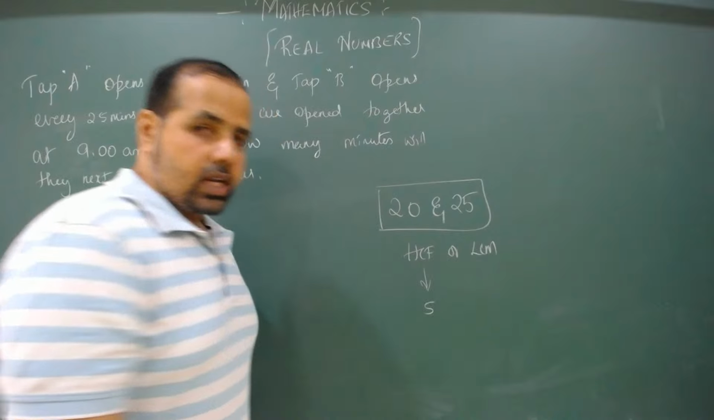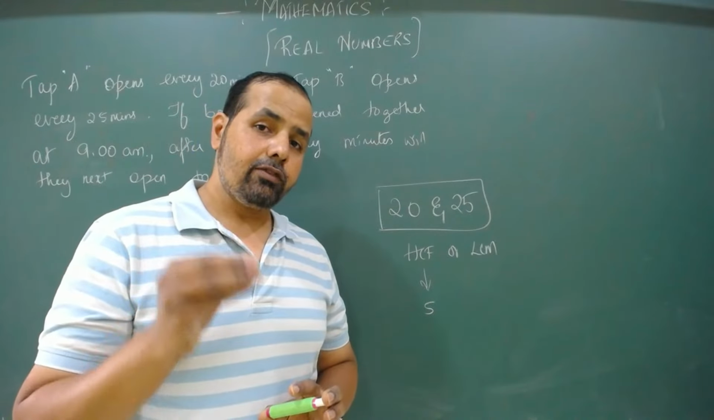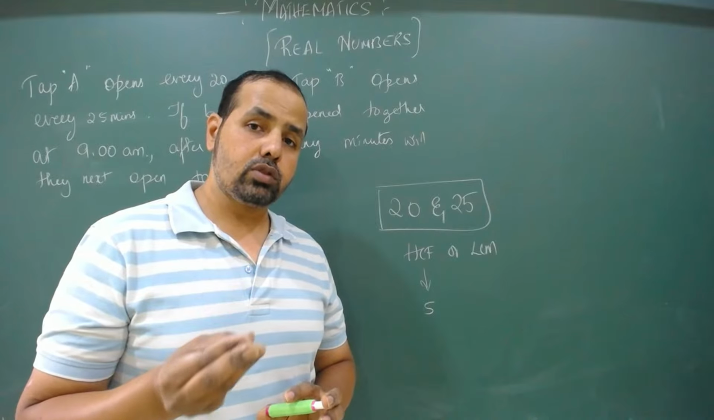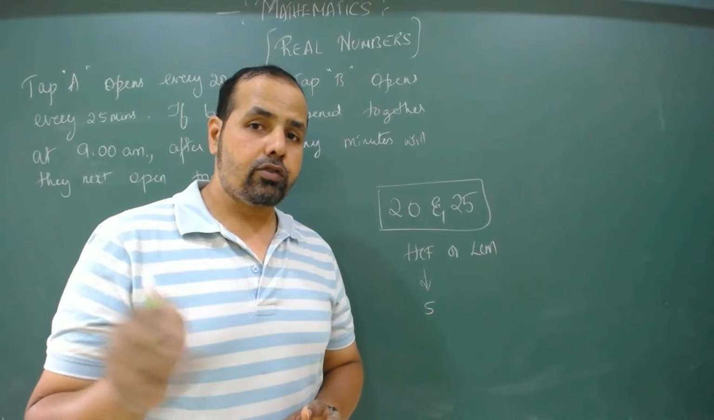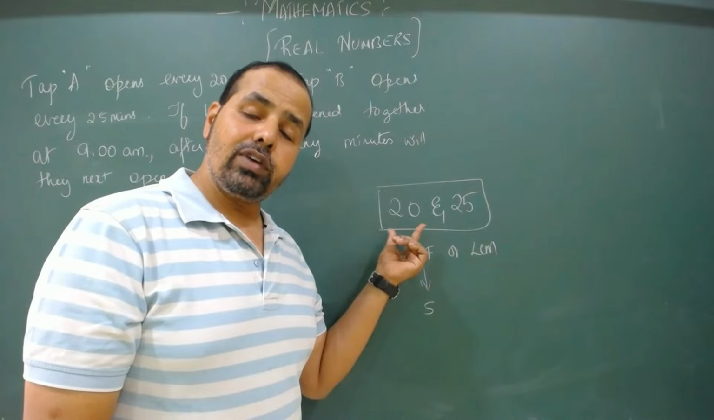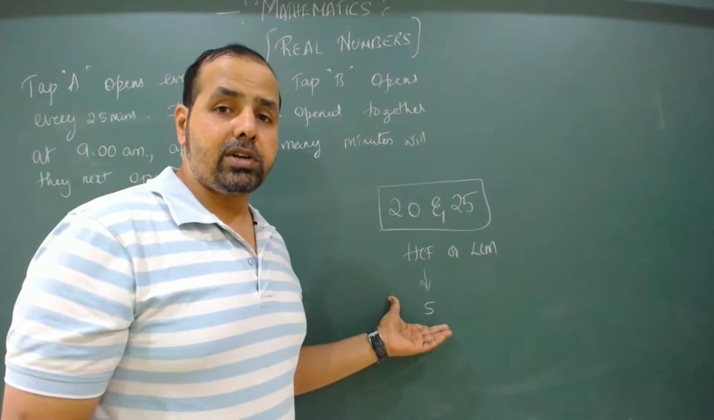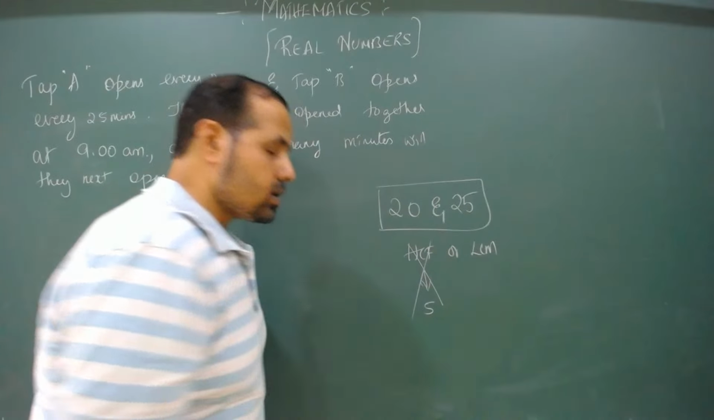Now, in this particular case, if I take the HCF of 20 and 25, the HCF is 5. Both the taps are opened at 9 o'clock. If I take HCF as 5, they both will open again at 9 o'clock 5 minutes, which is impossible. Why impossible? Because the first tap itself will take 20 minutes. So opening the tap again at 9 o'clock 5 minutes is impossible.